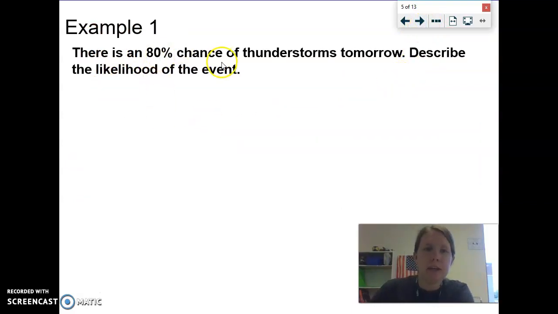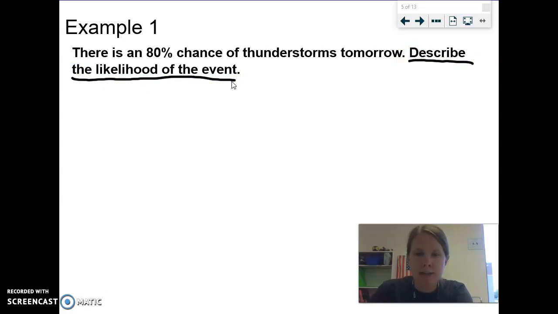So it says there's an 80% chance of a thunderstorm tomorrow. Describe the likelihood. So here's our direction. Describe the likelihood of the event. So how likely is that to happen?